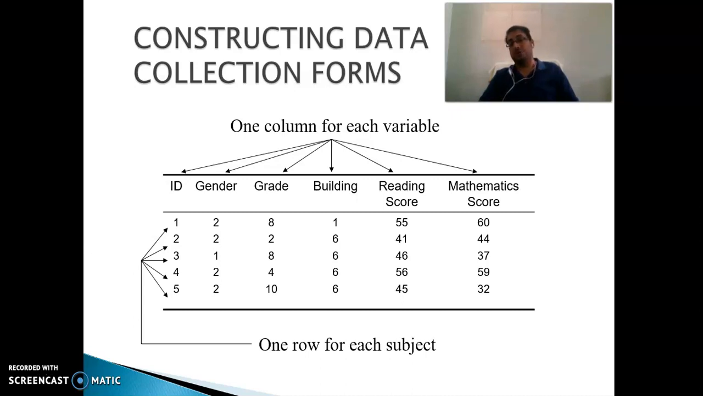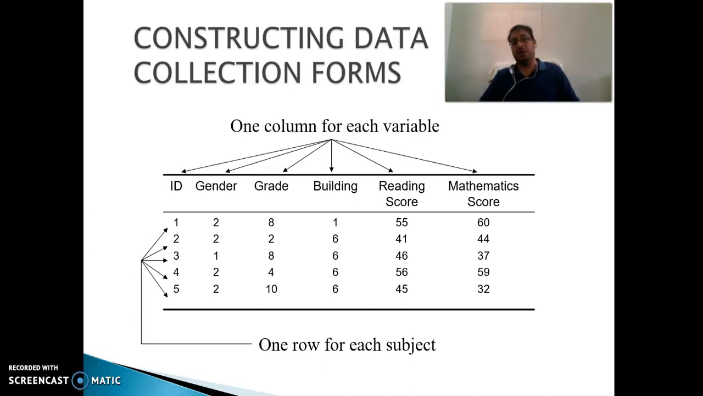So let's say respondent 1 is female, so you enter 2. Second respondent also female, you enter 2. Third respondent is male, you enter 1. Fourth respondent again female, so you enter 2, and so on. Similarly, for the grade point, maybe you have used 2, 4, 6, 8, 10. So you enter according to your grade point. Then building score, you might have 1 to 6, so you will score accordingly.